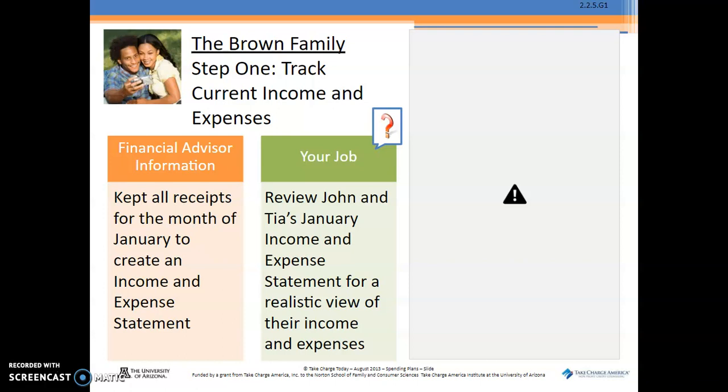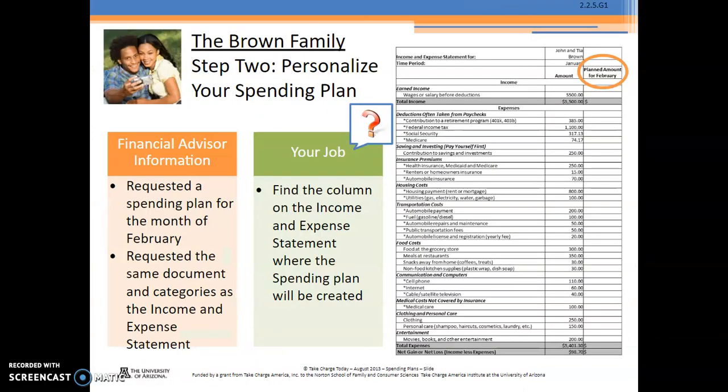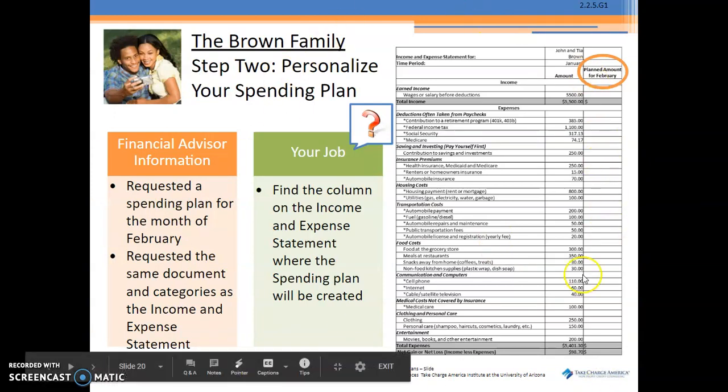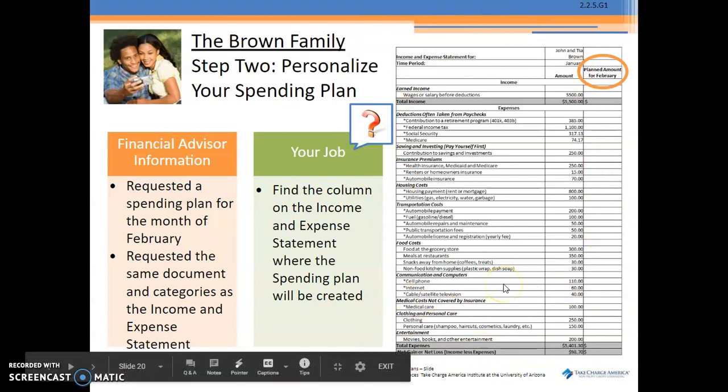Then, with that information at hand, you are to review John and Tia's January income and expense statement for a realistic view of their income and expenses. All of this will be handed out to you so that you have it and you are able to complete their spending plan. This is an example of what you're going to get, and then you can go ahead and work through the scenario in order to get the Browns to be able to meet their financial goals.